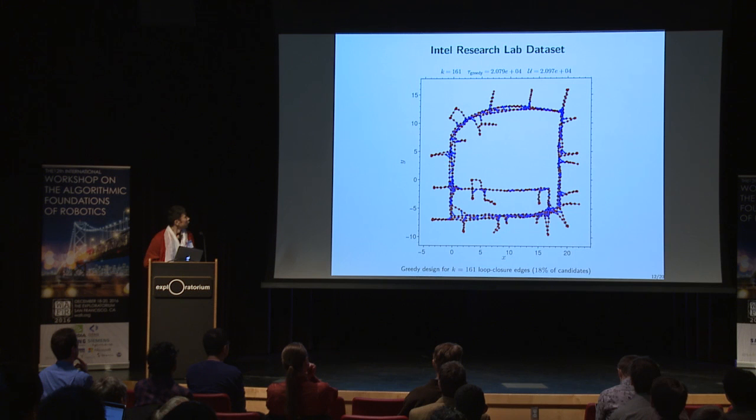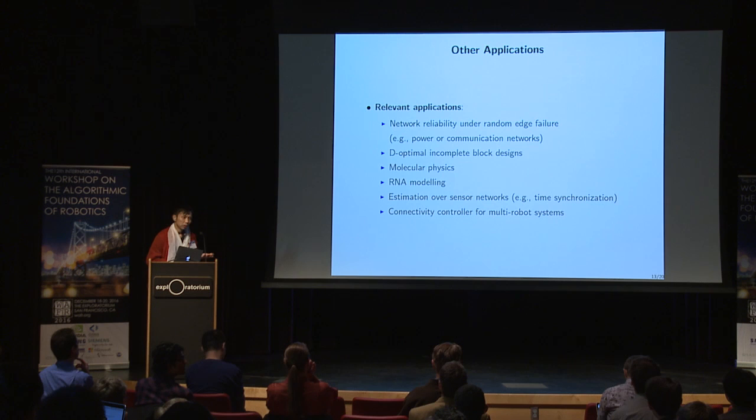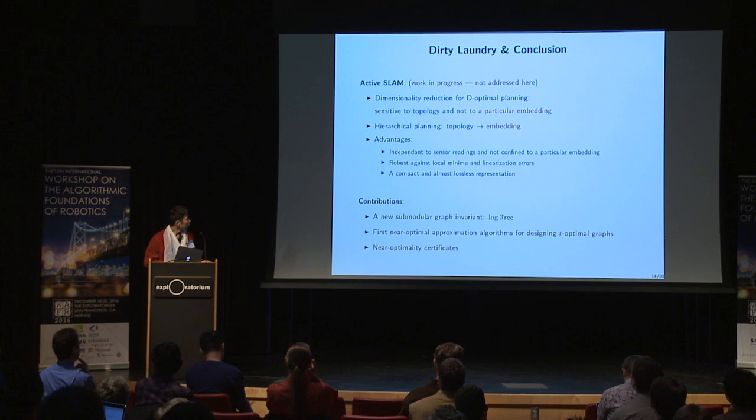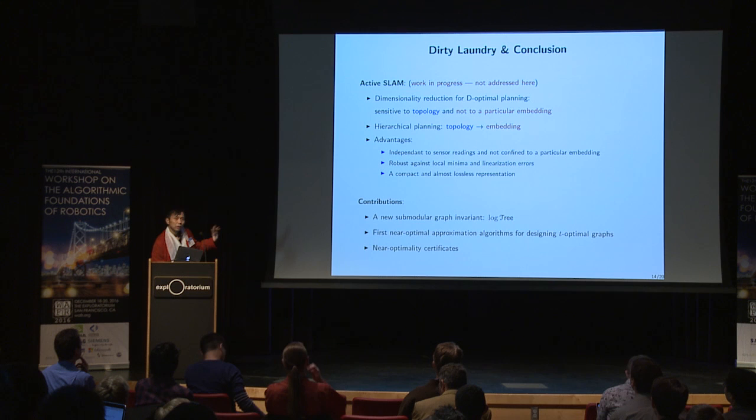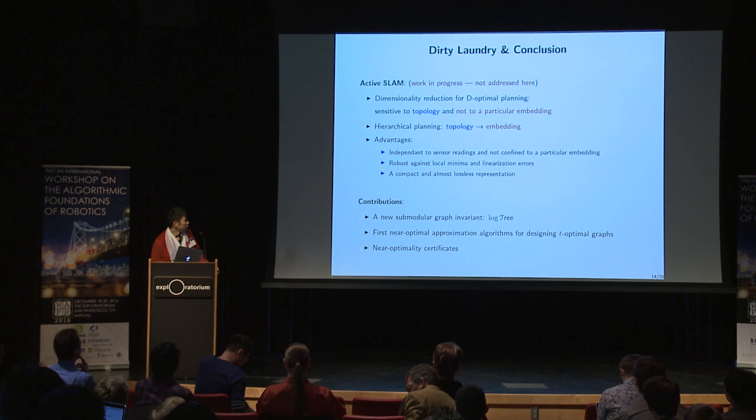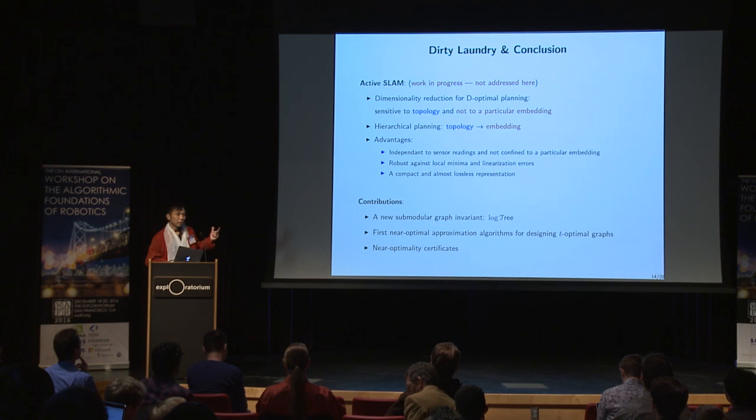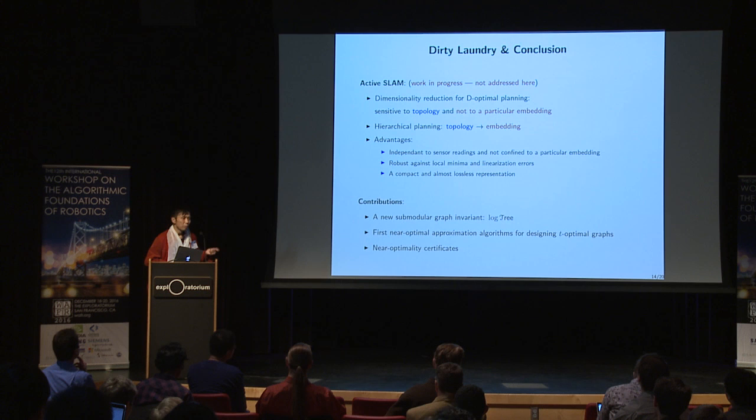There are many applications, not only in the SLAM area, but also other areas we'll probably not talk about in detail. The main contribution is that we can find a new submodular graph invariant, which is the log of the number of spanning trees. And we provide approximation algorithms for the design of the graphs. We also have the lower bound and upper bound for those. Our aim is active SLAM, but currently we haven't really looked at the actual active SLAM problem. So one limitation of this approach is that we haven't compared with existing active SLAM algorithms in particular. Okay, thank you.